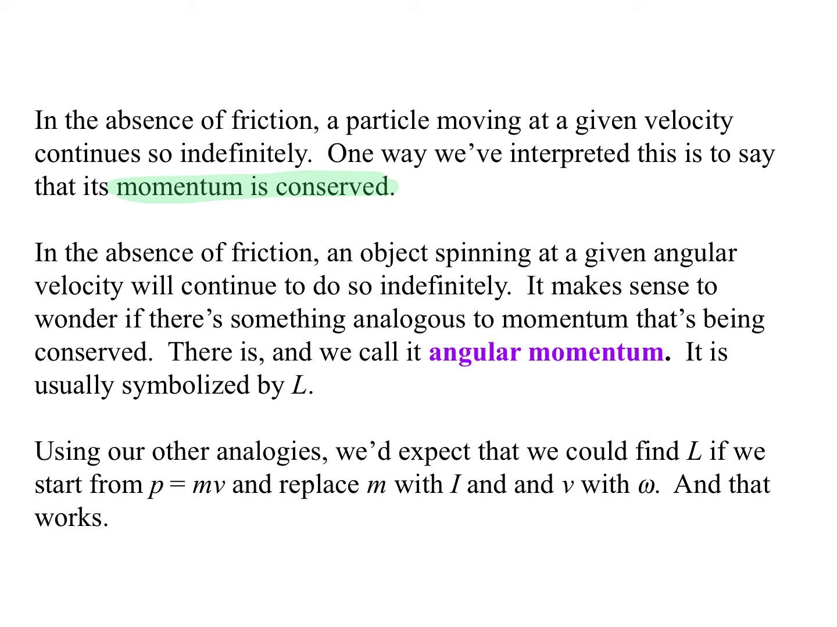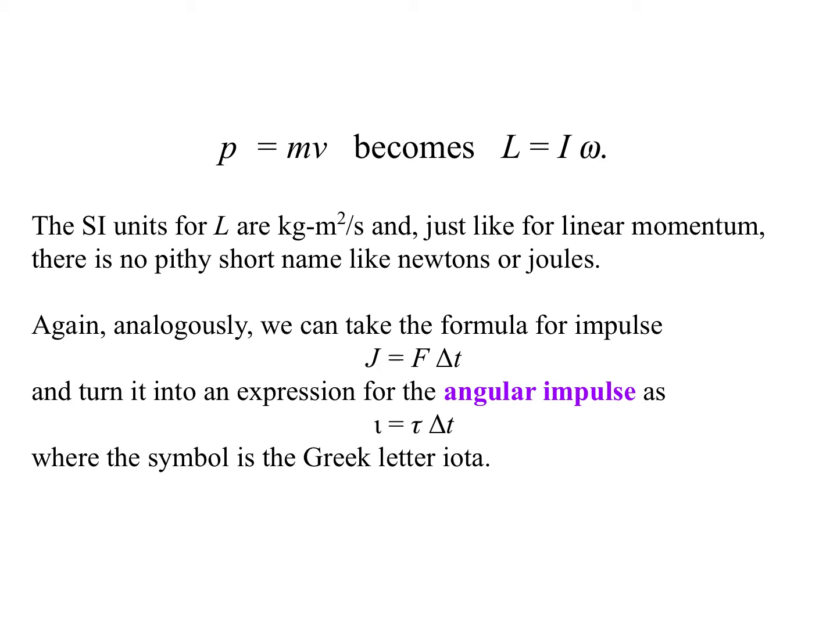In the absence of friction, an object spinning at a given angular velocity will continue to do so indefinitely. It makes sense to wonder if there's something analogous to momentum that's being conserved. And there is. It's something we call angular momentum, usually symbolized by capital L. Using our other analogies, we'd expect that we could find L if we started from p equals mv and replace m with I and v with omega, and that works. p equals mv becomes L equals I omega.